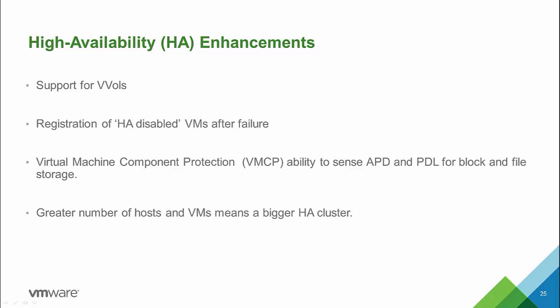PDL, or permanent device loss, more or less indicates that the storage device does not expect the device to return anytime soon. In this situation, the VMs will be restarted immediately. For APD, or all paths down, this is a little bit different. APD is more of an unknown situation. The storage may return, it may not, and there is no clue of how long it will take before it comes back. So VMCP allows you to specify a timer, which is 3 minutes by default. If the storage device is still in an APD status after that timer expires, then HA will restart those VMs.